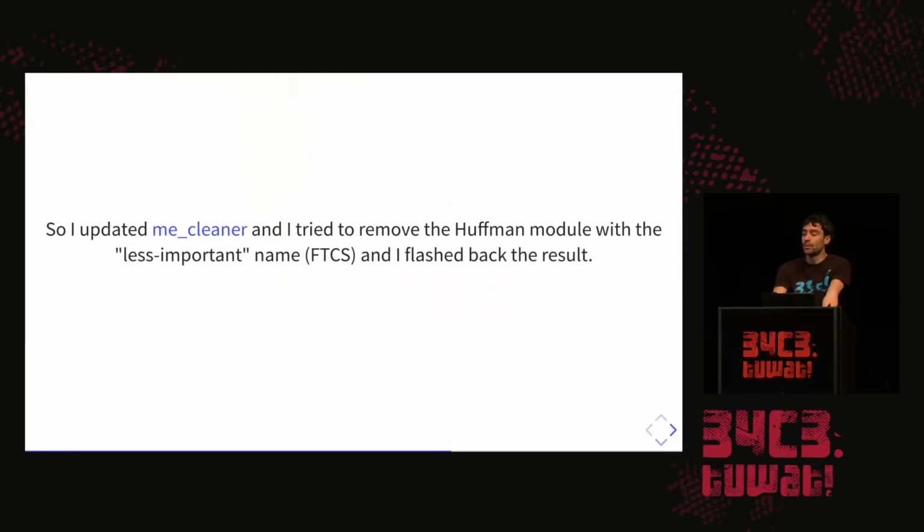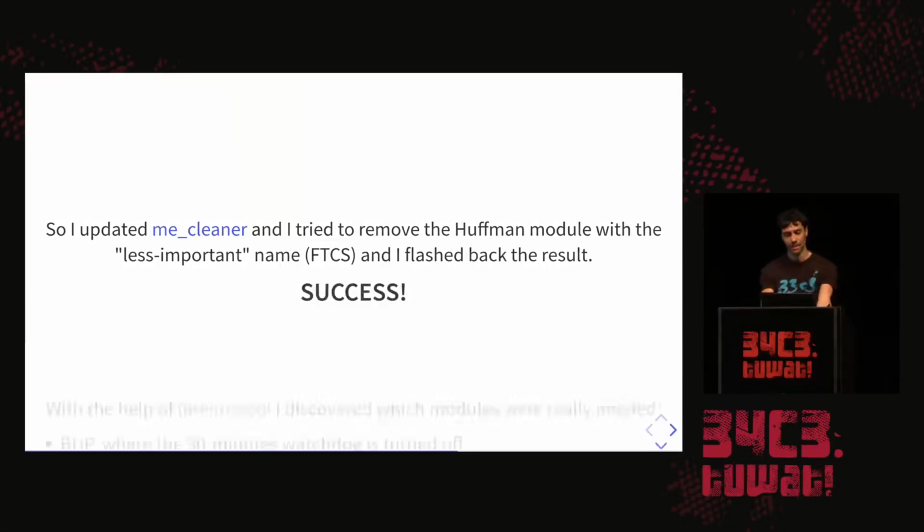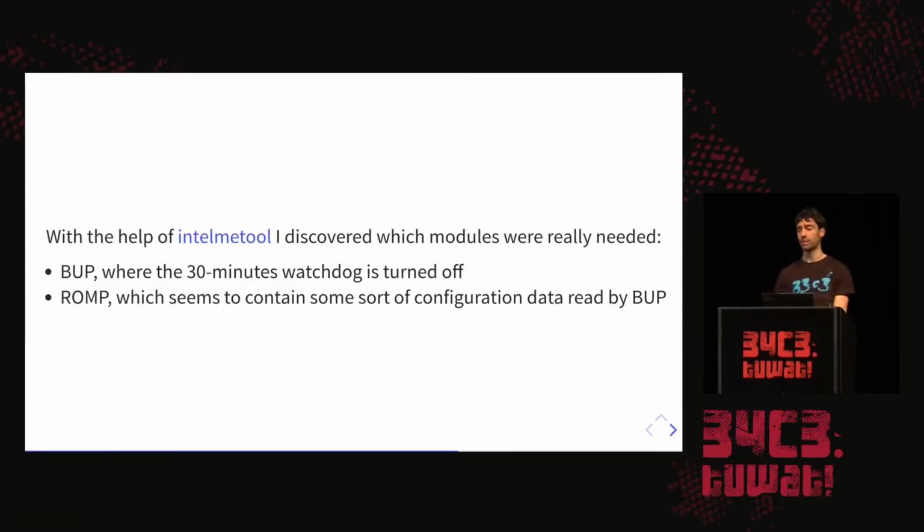So I tried to remove the module with a less important name, just to start, which was FTCS, and I flashed back the result, and it worked again. So I moved on, and I tried to discover which modules were really needed for the boot. And I found out that only 2 modules were needed. These 2 modules were the BUP, which stands for Bring Up, which is the first loaded module, which initializes all the system and turns off the 30 minutes watchdog.